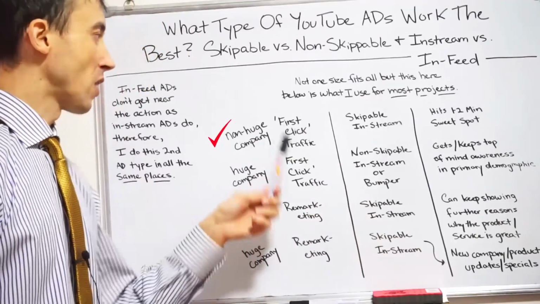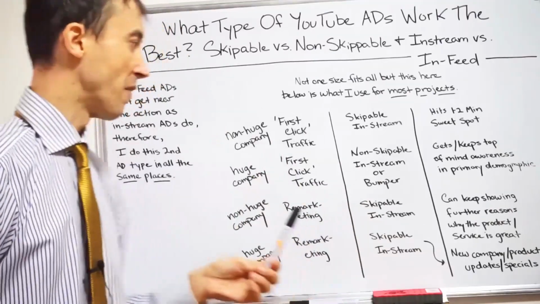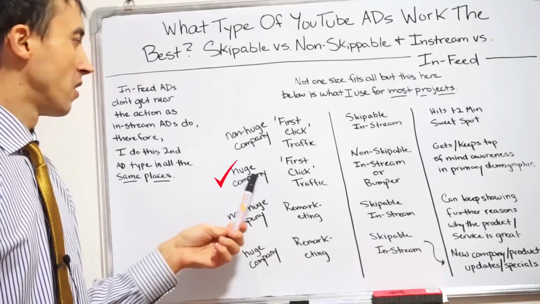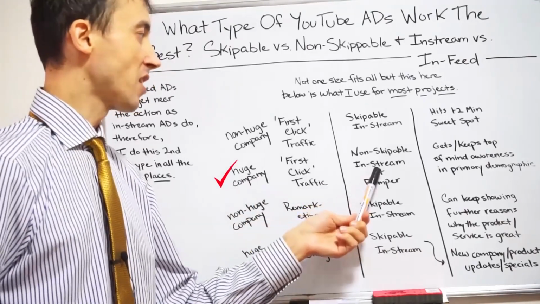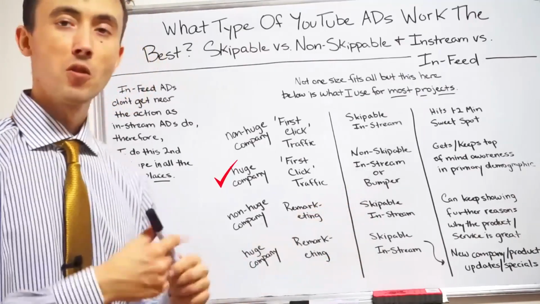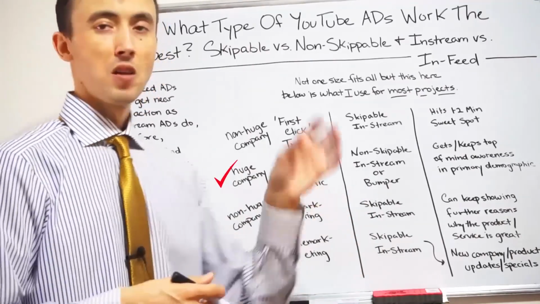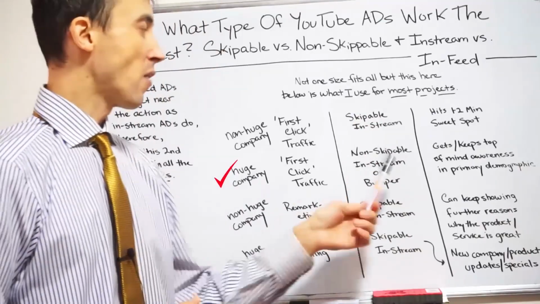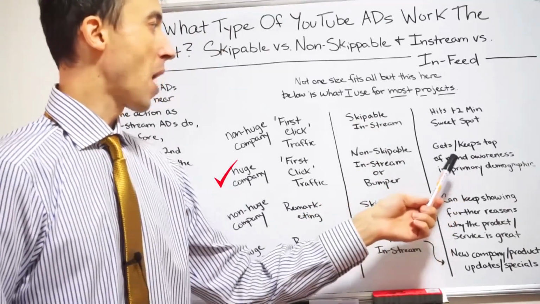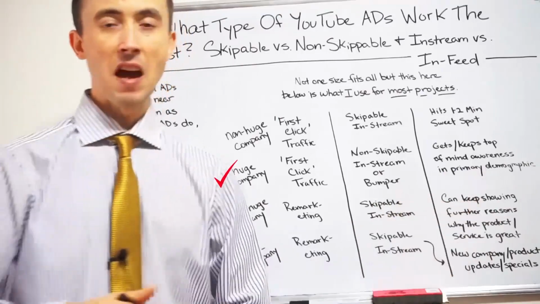Apart from that, so that's if you've got first click advertising. If you're a huge company and you're trying to drive new traffic in from a video ad, I'm going to use a non-skippable in-stream or bumper ad. So those are the ads where you can't skip, but they're also less than 15 seconds. Why do I do that? It gets top of mind awareness in a primary demographic that I have.